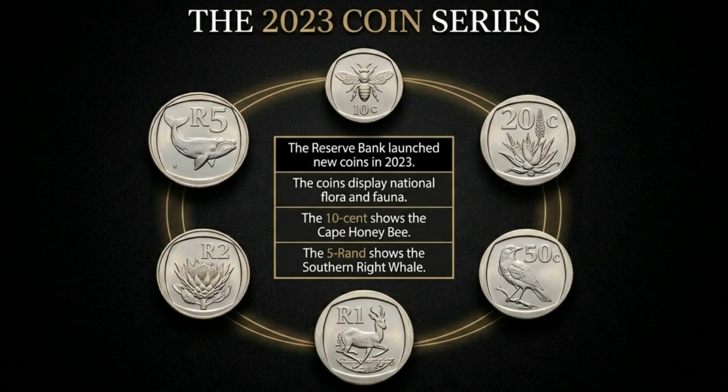The Reserve Bank launched a new coin series in 2023, displaying national flora and fauna. For example, the 10 cent shows the Cape honeybee, and the 5 Rand displays the southern right whale.